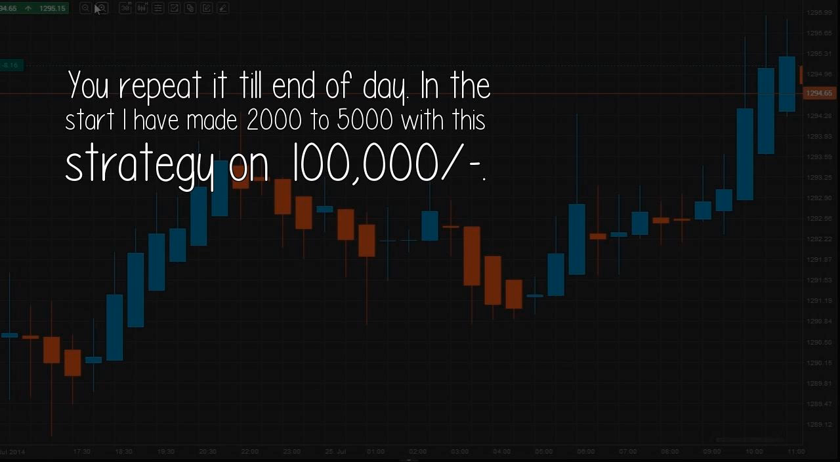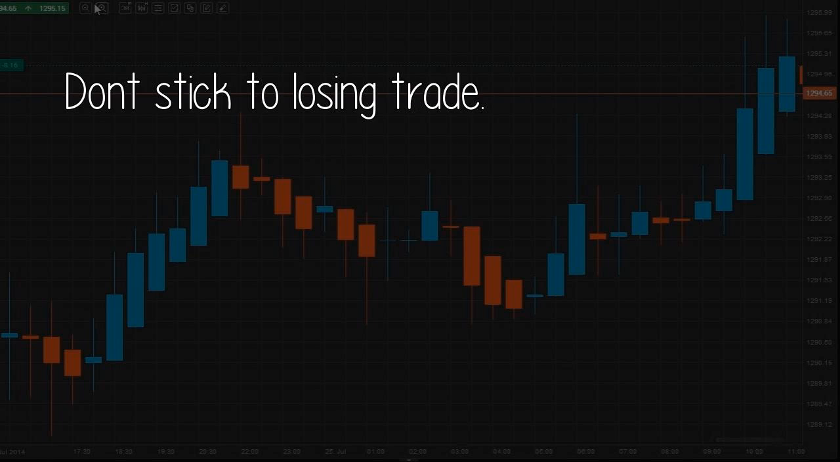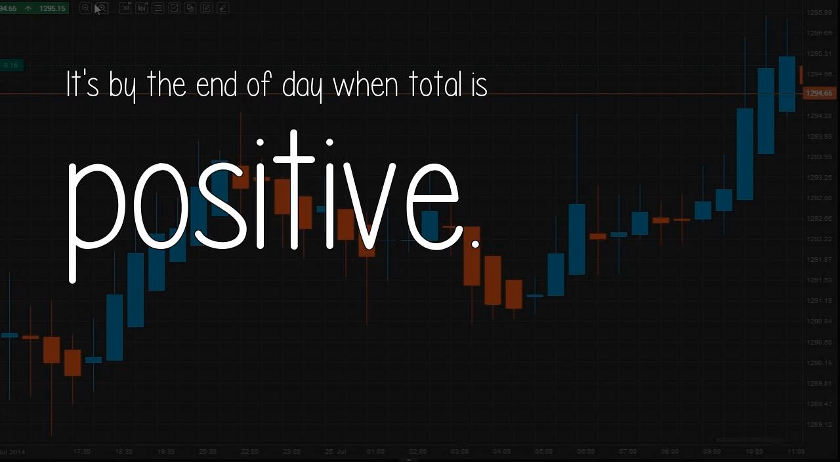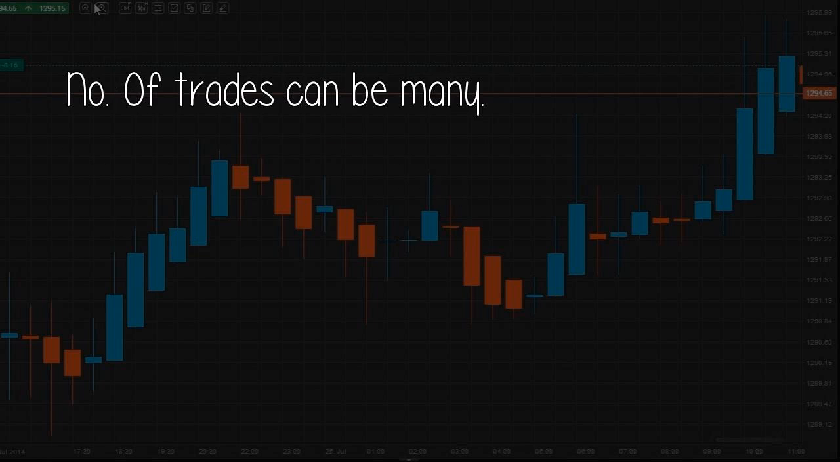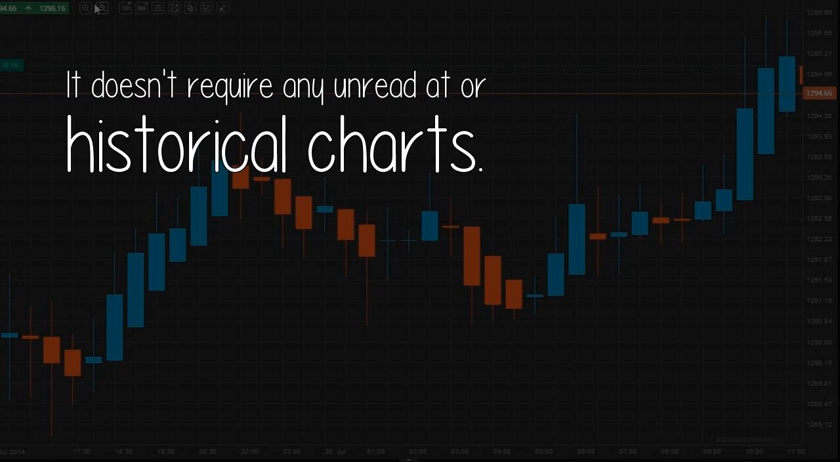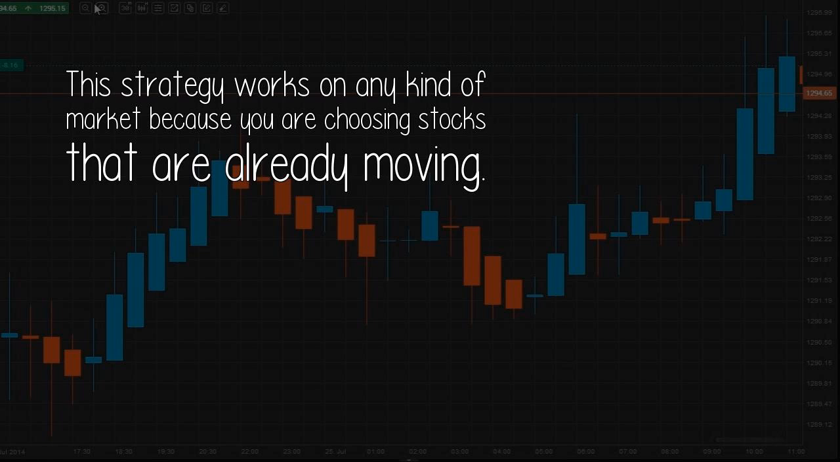In the start I made 2,000 to 5,000 with this strategy on 100,000. Few things to remember. Don't stick to a losing trade. Be mechanical. It's by the end of day when the total is positive. The number of trades can be many. It doesn't require any unread or historical charts. This strategy works on any kind of market because you are choosing stocks that are already moving.